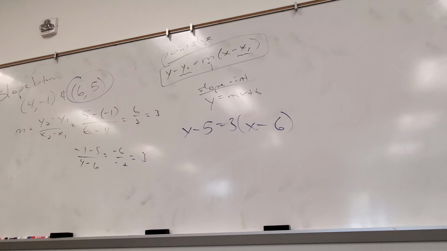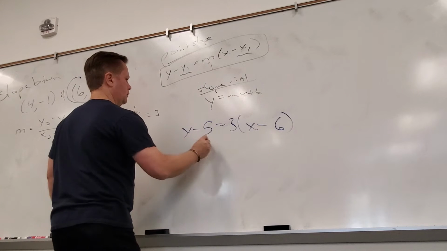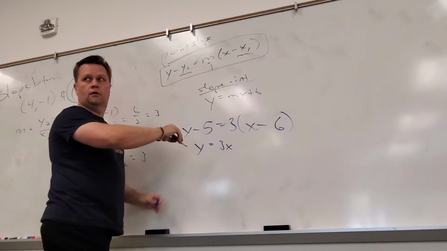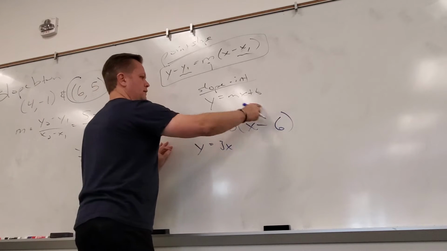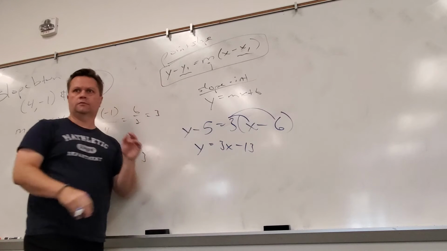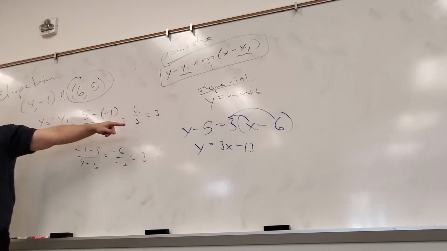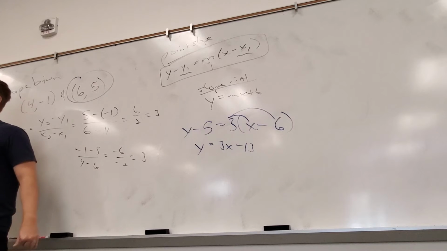All right. What do you guys get? Anybody? Yeah, so minus 18, right? 3x minus 18, add 5, minus 13. Careful now, you gotta distribute that bad boy, right? How do you check that?